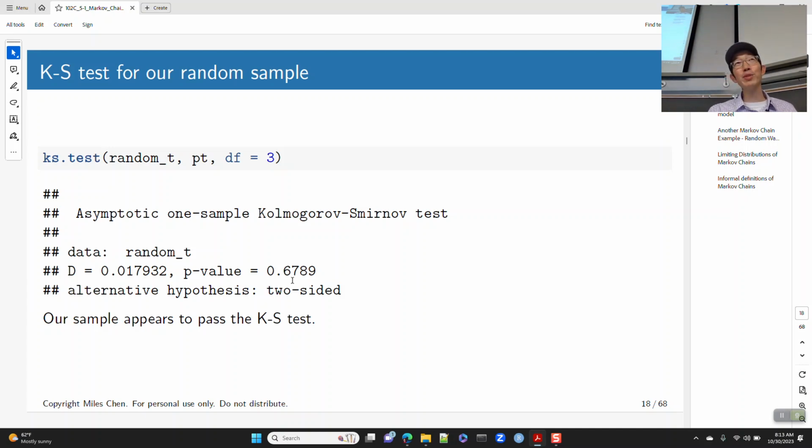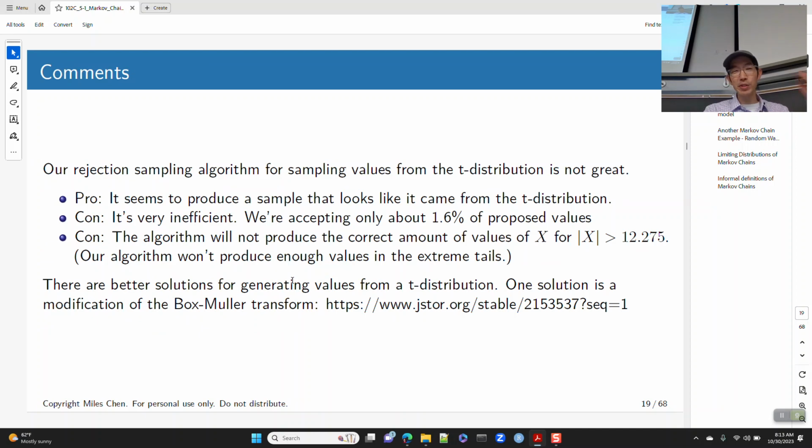So our method, rejection sampling, does work, but again, we had to generate 100,000 of these values just to accept around 1,600 of them. It seems like our method is working, but it is very inefficient, and it won't produce correct values if x is greater than, say, 12.275.